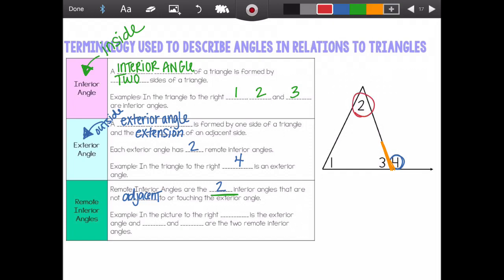In this case, angle 2 and angle 1 are, and again, it even has the example here. It says in the picture to the right. I'm sorry, I don't know. So again here, we're talking about the exterior angle being angle 4. The remote interior angles to angle 4 are angle 2 and angle 1, because they are interior, they're inside, and they are not touching the exterior angle. Okay, so here in the fill in the blanks, I think there was a typo. So if you want to rewrite this, you can say in the picture angle 4 is the exterior angle, and angle 1 and angle 2 are the two remote interior angles. Okay, so again, we're going to focus a little more on that.